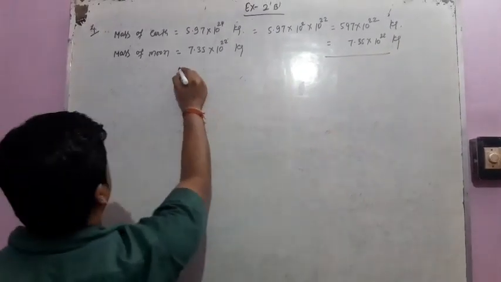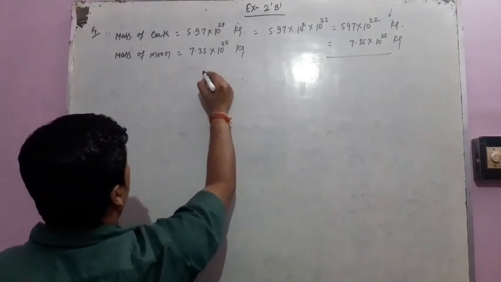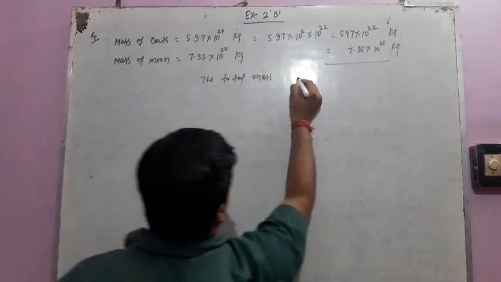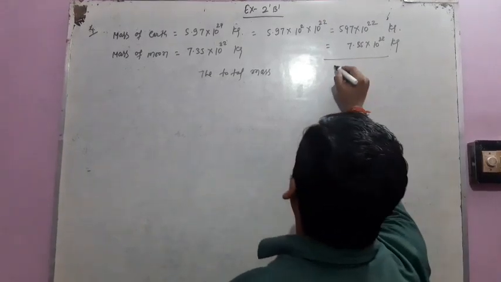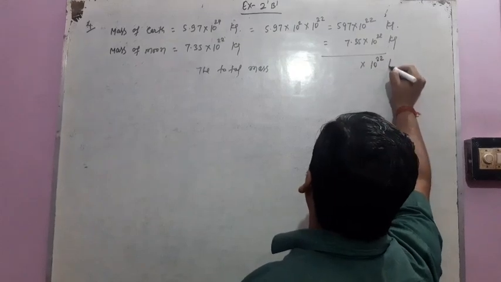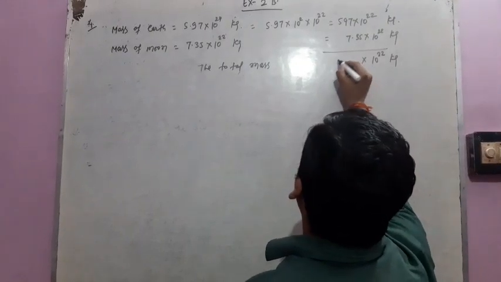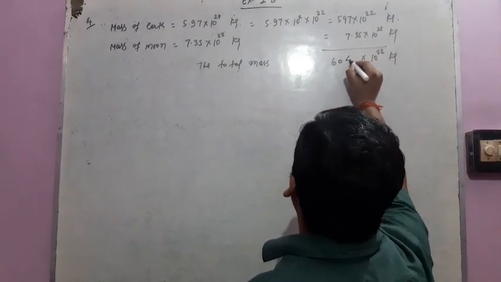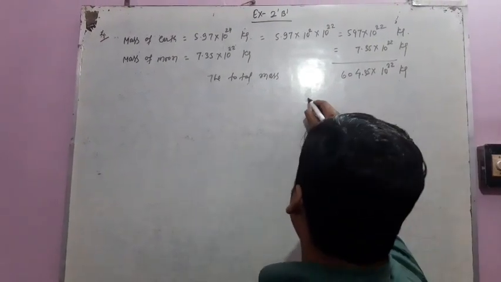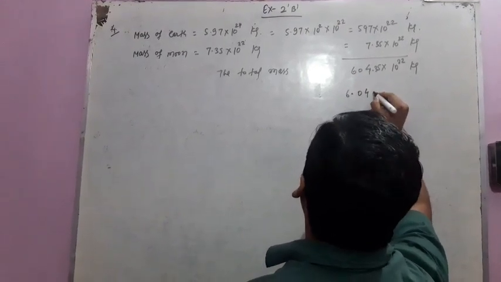So the sum of their mass, or their total mass, is equal to, we have to add them. Both having the common 10 to the power 22, we have to write here in kg also. Now when 597 is added with 7.35, the result will be 604.35.